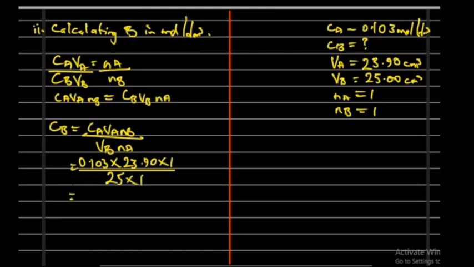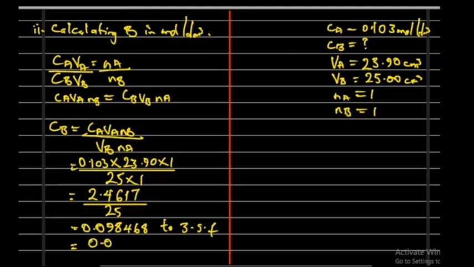And so from here now, what we'll be having is 2.4617. We have 2.4617 divided by 25, that will give us 0.098468 thereabouts. And so all of these to 3 significant figures will give us 0.0985 moles per dm cube. So this is going to be our CB.